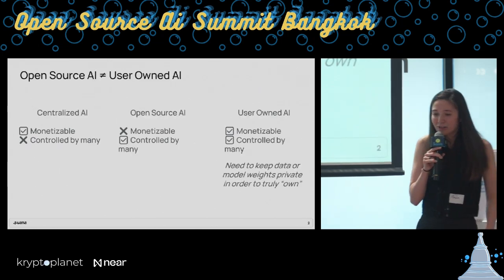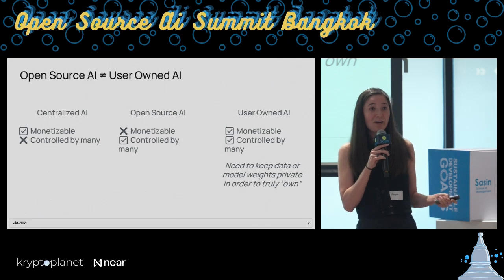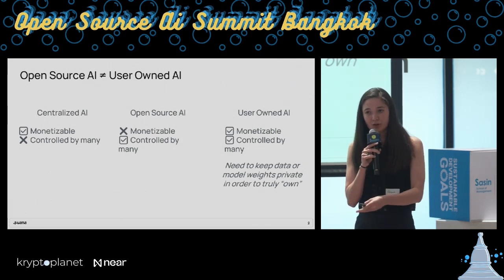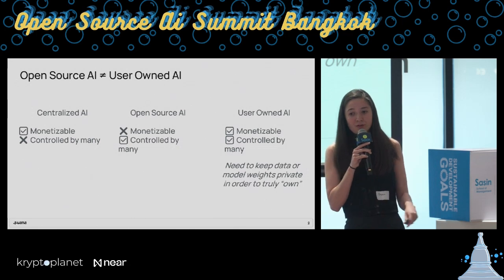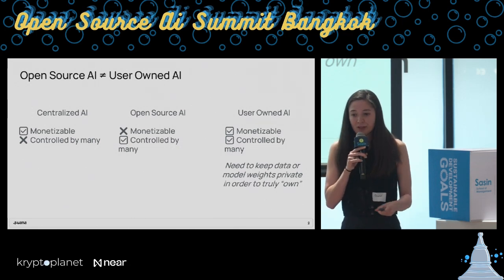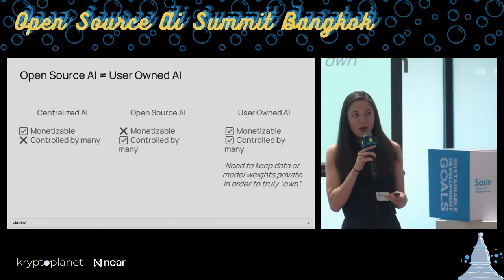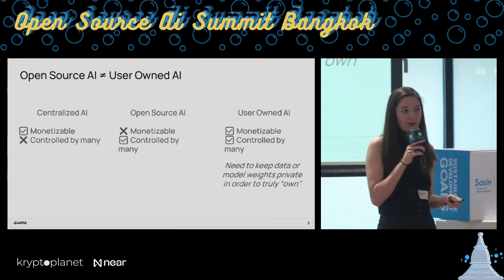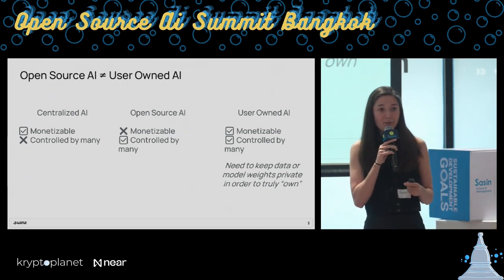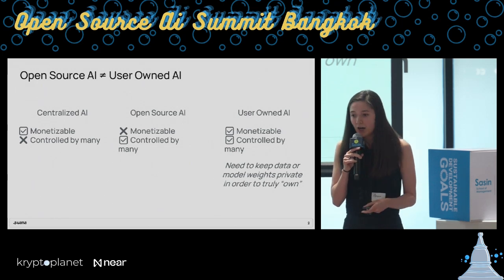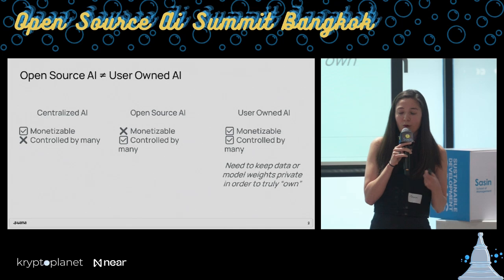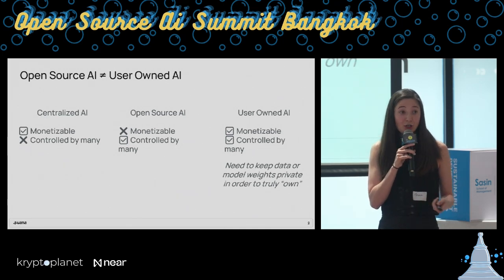There we go. Okay, so first I wanted to start with some definitions of the difference between open source AI and user-owned AI. Today a lot of people are familiar with centralized AI, right? Think Anthropic, ChatGPT. That is a case where you've trained an AI model and it's controlled by one single company that keeps it private. On the other end of the spectrum, you have open source AI. These are models where the weights are actually open.